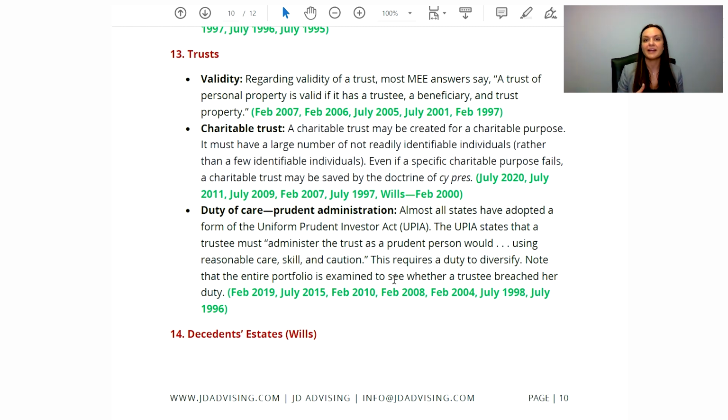And if there's ever sort of an allegation that this duty of care has been breached, we do not look at one transaction in isolation. We're going to look at the whole portfolio to see whether or not this trustee has done his or her job.